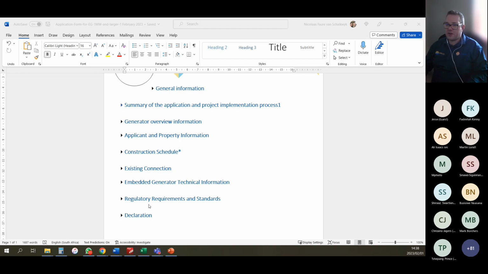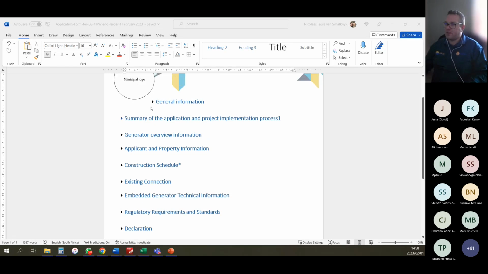And then we've got the regulatory requirements and standards. So it's just a table listing of all the relevant requirements, standards, and specifications that this unit needs to adhere to if they're going to apply for it. And then just a declaration at the end in terms of having access to the information and that everything is above board. So let's start with the first one.